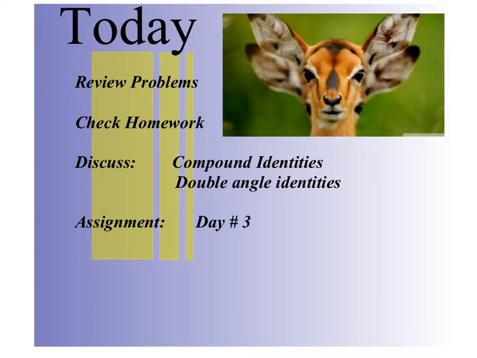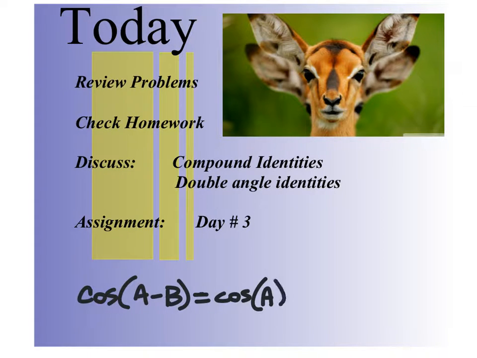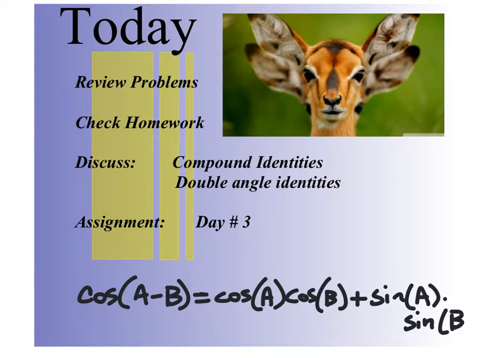Alright, Trig, day number 3, some compound identity stuff. In a different video, I'm covering the proof of what we call CoCo-CC. Here's the formula for CoCo-CC. Cosine A minus B equals cosine A cosine B plus sine A times sine B. I'll cover that in a different video, but that's one of our identities for today. Let's move on.